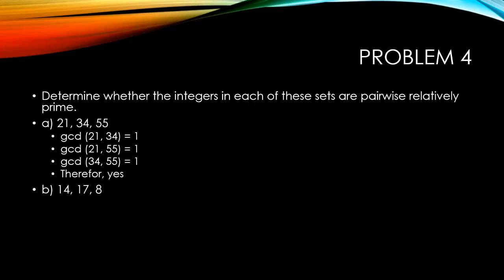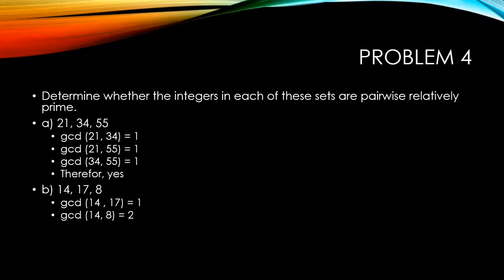But for 14, 17, 8, the pairs will be 14 and 17, 14 and 8, and 17 and 8. So 14 and 17 yields a GCD of 1. How about 14 and 8? It yields 2. Okay, so that will be the greatest common divisor between 14 and 8. Since this is not equal to 1, we may not check 17 and 8, since it already failed.